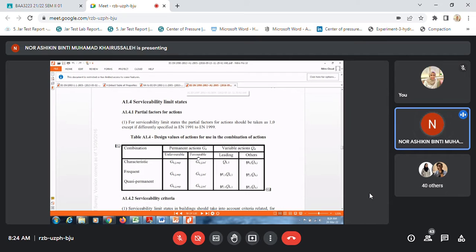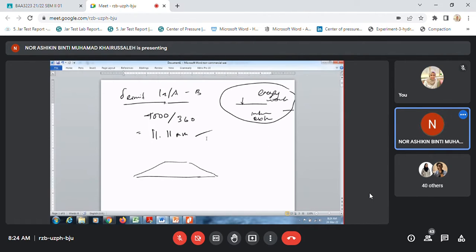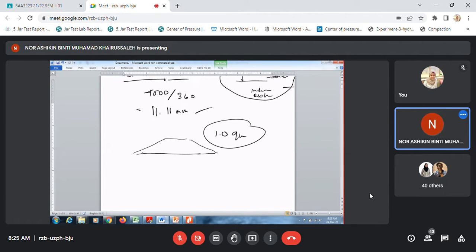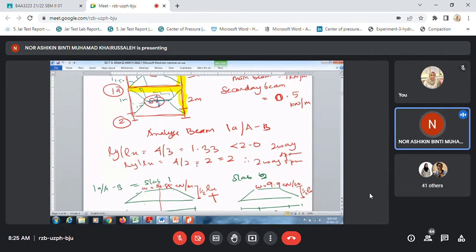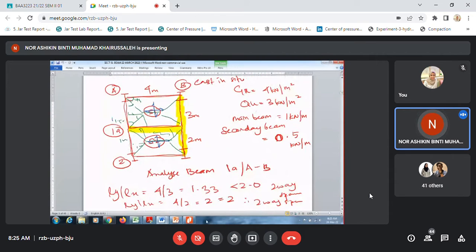So therefore, when you're calculating the value of the imposed load for deflection checking, you must use 1.0 Qk. That is the important part. So for slab one last time, 1.0 Qk, the value is 1.0. Again, try to calculate one by one first. From slab one, Qk is 3 kN per meter square.